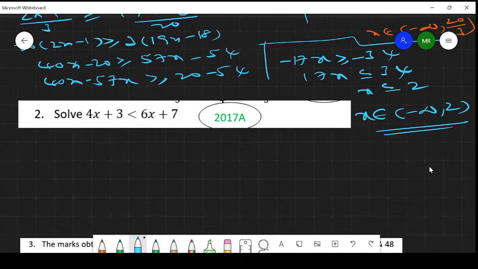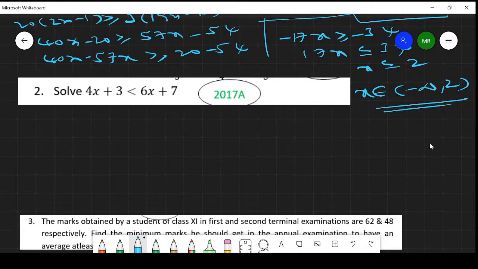Now solve: 4x plus 3 less than 6x plus 7. They are asking to simplify this. I can transfer terms to any one side: 4x minus 6x less than 7 minus 3. This will come as minus 2x less than 4.